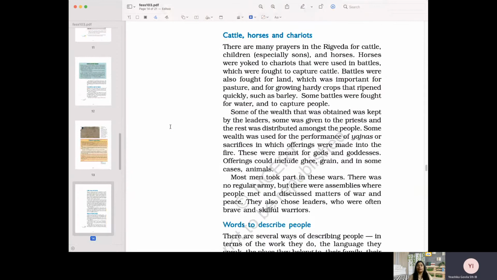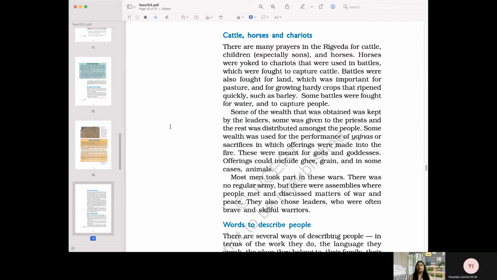Then next, we discussed cattle, horses, chariots, right? People at that time were mainly dependent upon cattle for so many purposes, for commercial purposes. Then also, they used cattle on their land to grow crops, right?